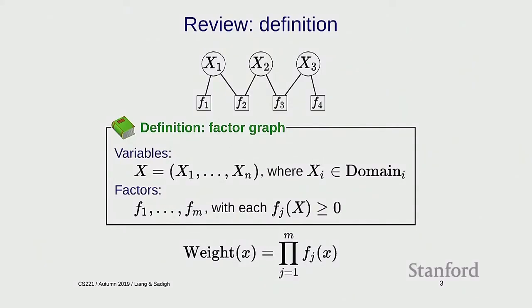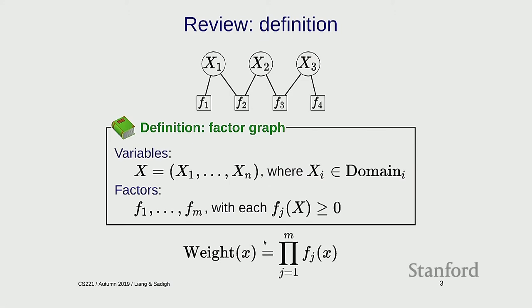Last week, we started talking about factor graphs. Just a quick review of what factor graphs are. Factor graphs consist of a set of variables. These variables could denote colors of provinces of Australia or locations of objects at different time steps. Factor graphs also include a set of factors which depend on certain sets of variables, and these factors are meant to specify preferences or constraints on what values are good for these variables to take on. And the weight of an assignment is simply the product of all of the factors.